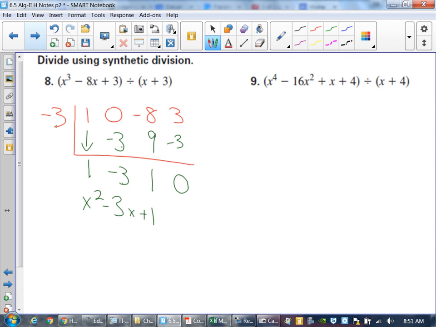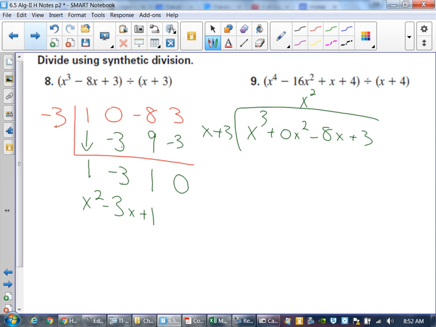Wait, how come you wouldn't do x to the third minus 3x squared plus x? Because every time you synthetically divide, you bring it down 1 degree. Remember, if you wrote this out long form, x cubed plus 0x squared minus 8x plus 3, and I was going to divide that by x plus 3, what do you have to multiply x by to turn it into x cubed? X squared. We just divided by just using coefficients. Every time you divide out, you drop a degree.